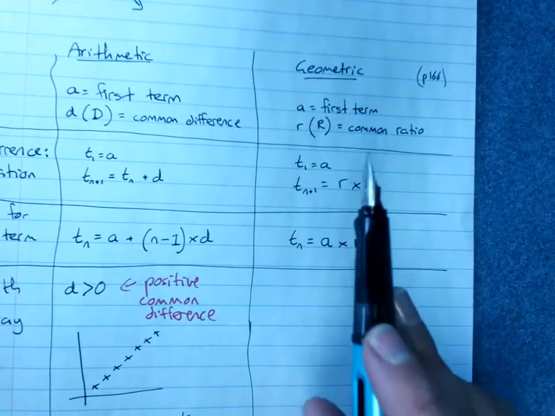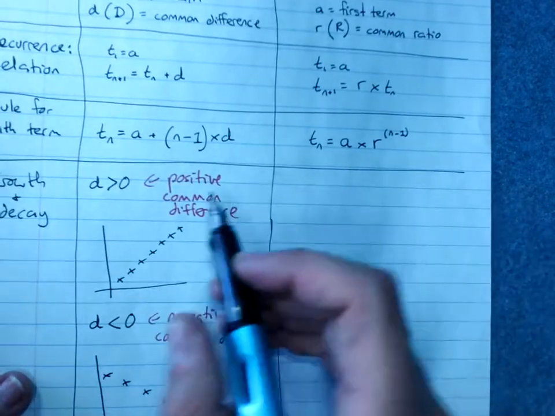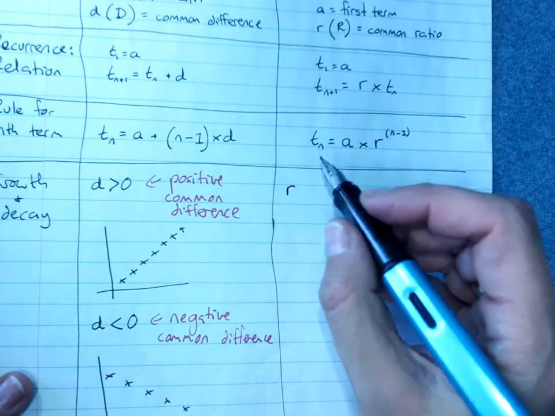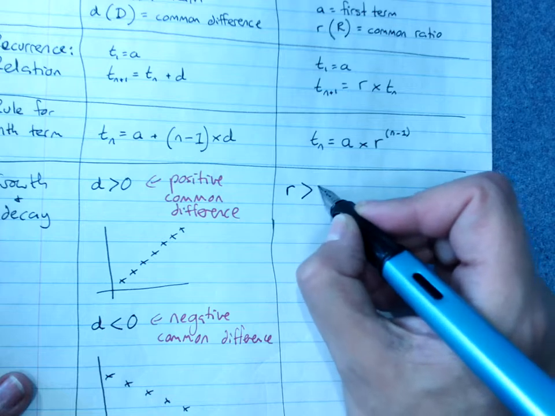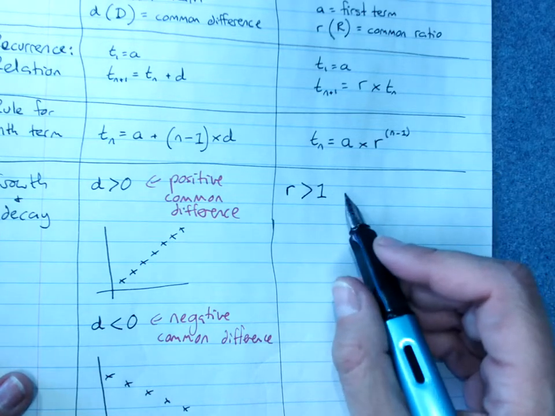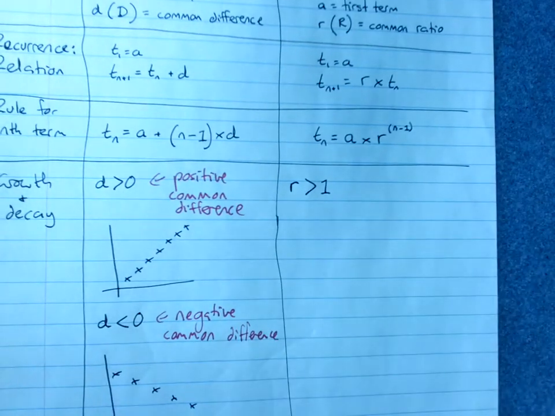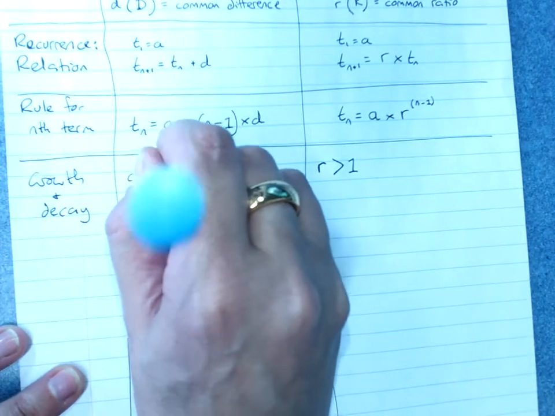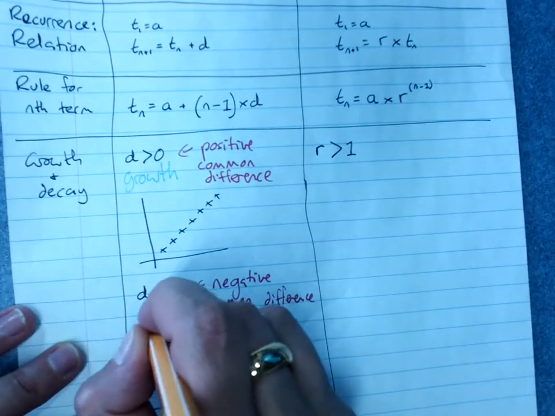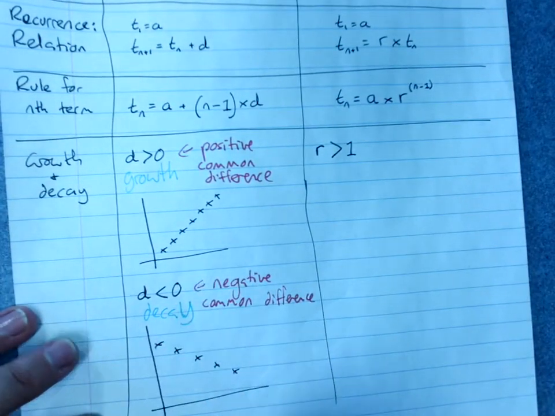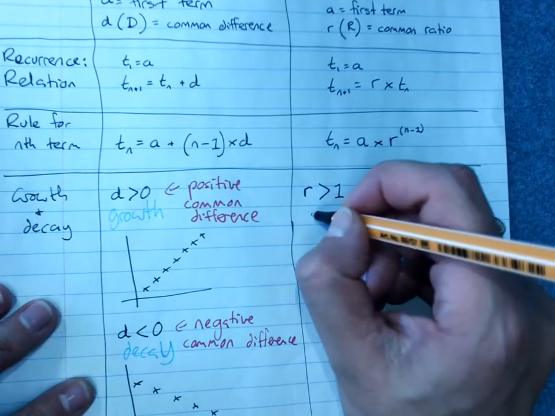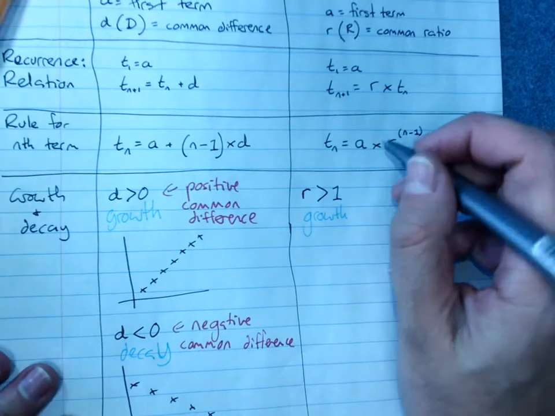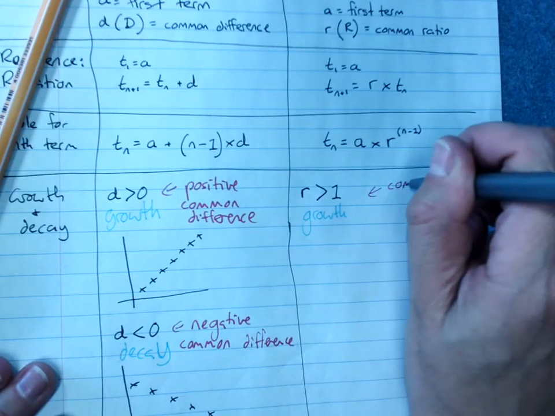For a geometric sequence, it doesn't depend on D, it depends on R, our common ratio. And when our common ratio is more than 1, I get growth. Hang on, we better label these. This is growth. This is decay. Not decaf, decay. This is going to be growth. Common ratio of more than 1.